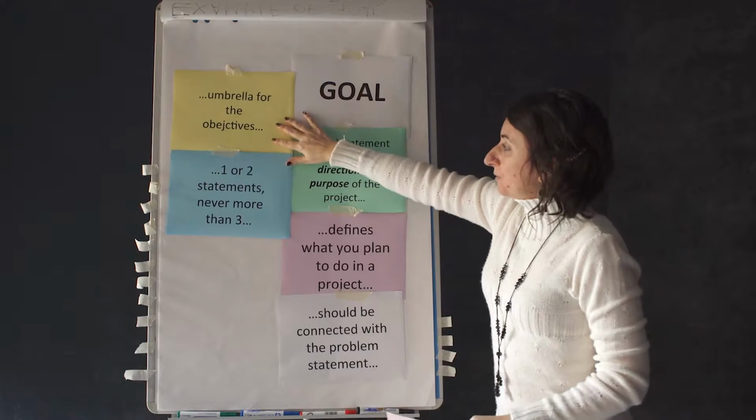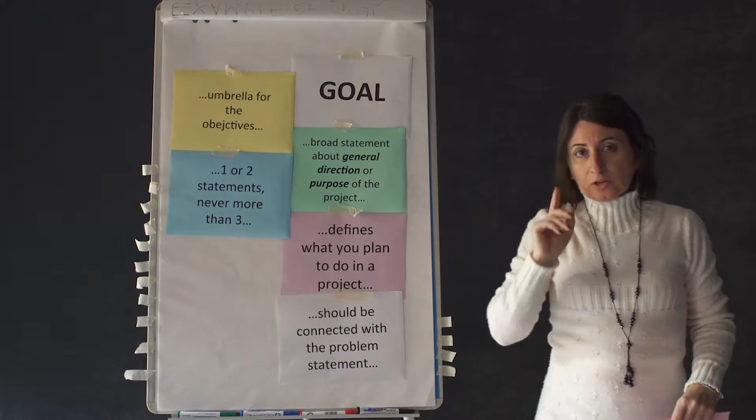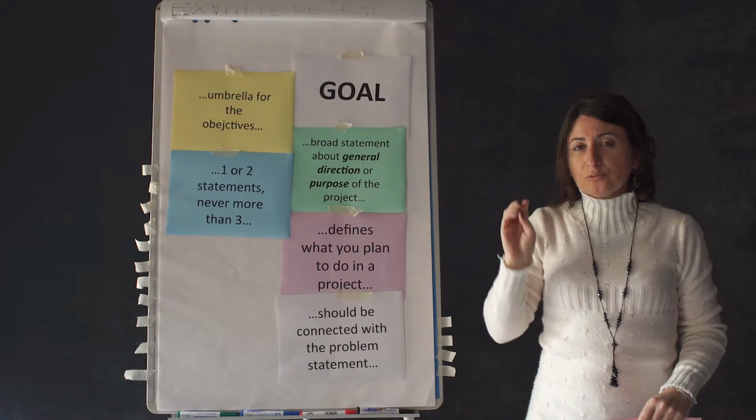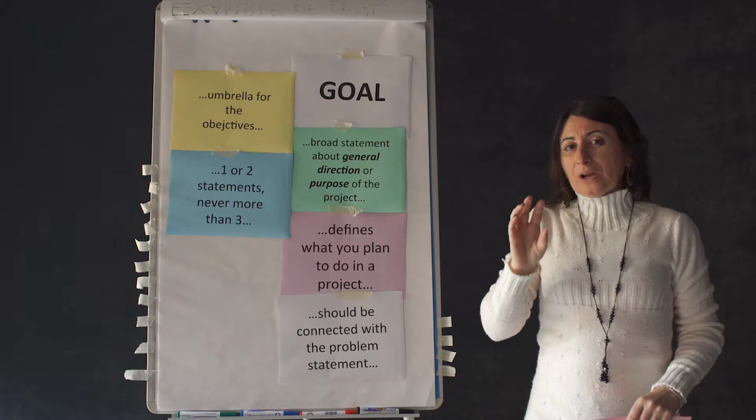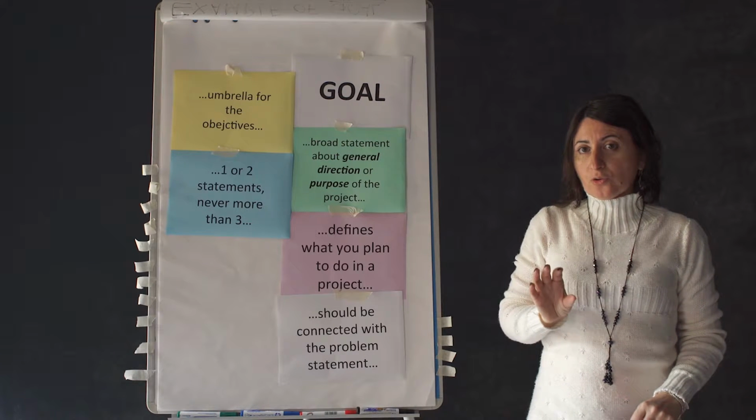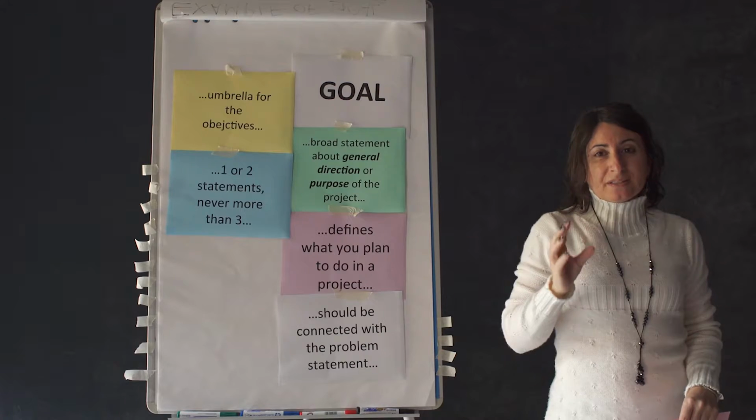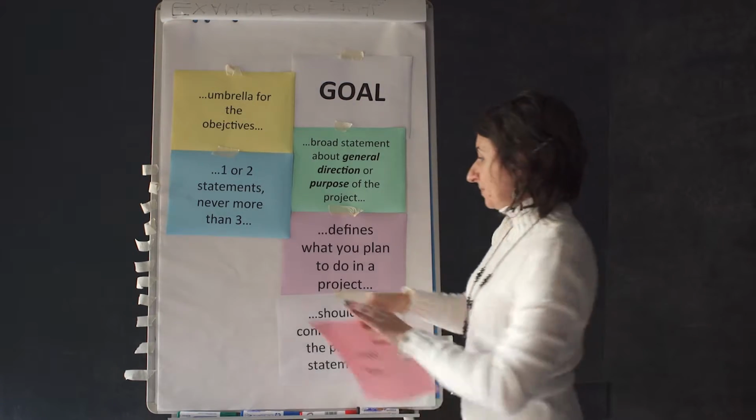And the fact that we say that it is a broad statement about general direction and it is an umbrella for the objectives doesn't mean that your goal has to be vague. Your goal has to always be well defined. You always have to show and to be precise in what you want to achieve.